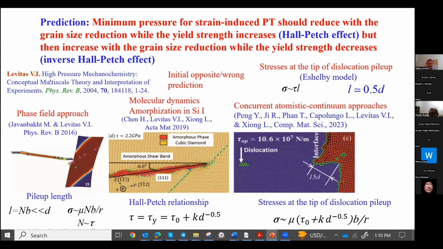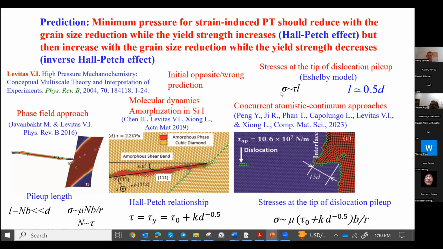And in this paper, based on a simple analytical model, I made many predictions, and most of them were confirmed experimentally. But one of them was exactly opposite to what we observed in experiment. The problem is that based on the SLB model for dislocation pileup, the stress concentrator is proportional to shear stress and length of the dislocation pileup. And length is usually a fraction of grain size. So the larger the grain size, the larger the stress concentrator is, and the smaller the phase transition pressure. And that is exactly opposite to what we observed in the experiment.